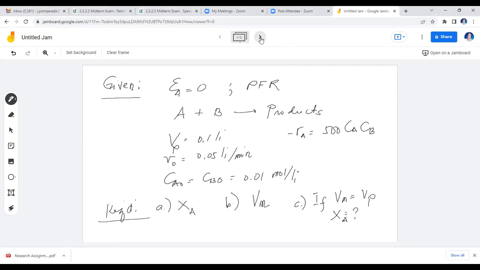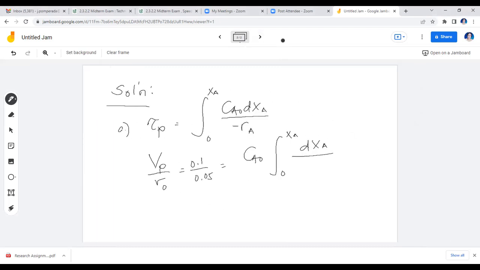Now, as I was asking a while ago, we'll write here 500 CA CB. Now, how do we transform our rate law in such a manner that we would just be left with XA as the unknown? What do you do? Before we go to that, can you simplify 0.1 divided by 0.05? What's the answer?